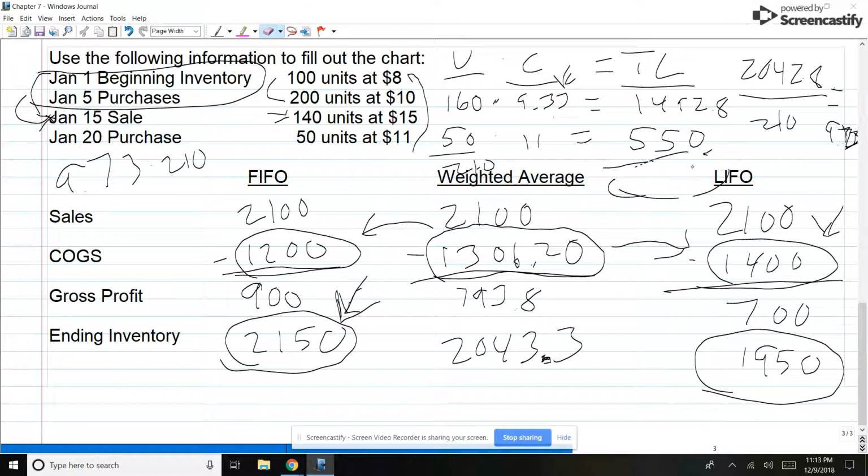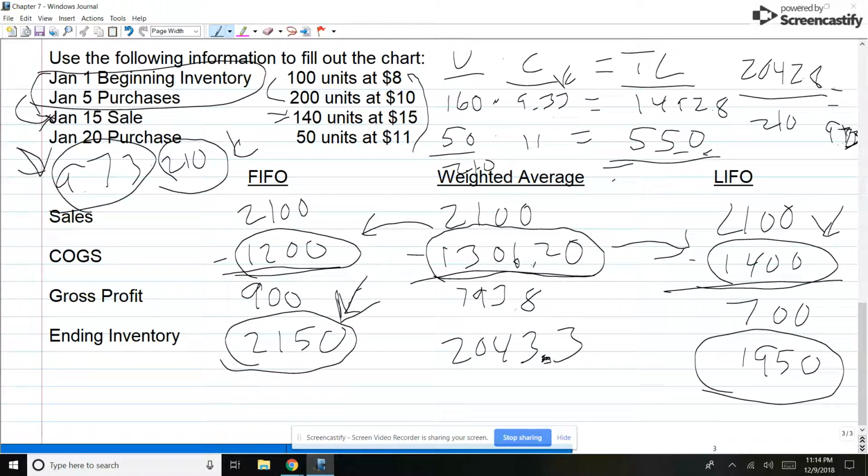What I did right here was wrong, when I just thought that the total cost was going to be our ending inventory. That's not correct. You do have to calculate the weighted average and then multiply it by how many units you have. So it's 210, that's how many units we have. This 9.73 is our new weighted average, or how much each piece of inventory costs.